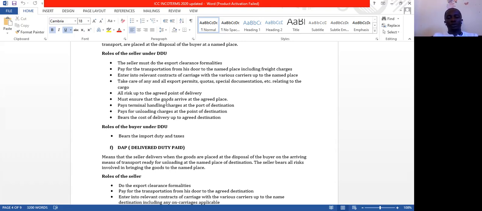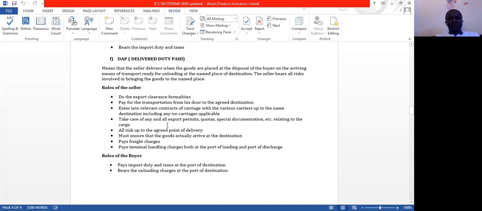What about the roles of the buyer under this? Bears all the import duty and the taxes. The DAP, delivered at place, means that the seller delivers when the goods are placed at the disposal of the buyer on the arriving means of transport, ready for unloading at the named place of destination. So the seller bears all the risk involved in bringing the goods to the named place.